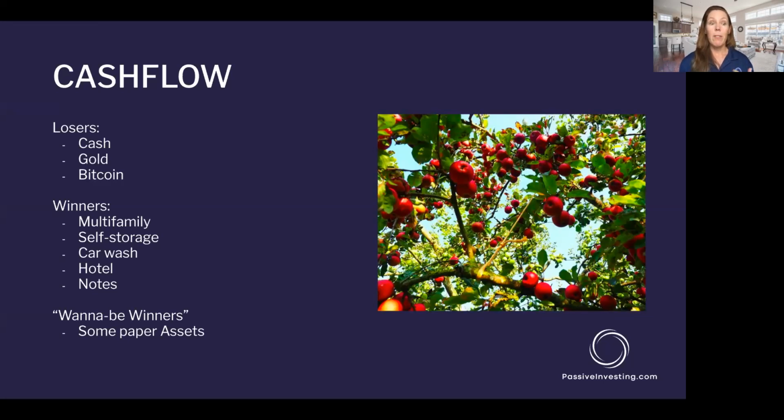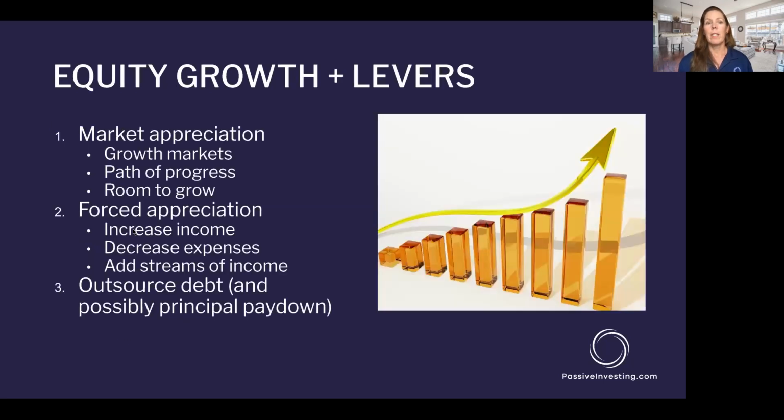The winners are multifamily, self-storage, car washes, hotels, and notes, secured notes backed by real estate. Now, I put in another category here because there were some wannabe winners. Some paper assets actually do cash flow a little bit, like 1, maybe 2, maybe 3%. So some assets do have a little bit of cash flow with them, but again, it's not something that you can entirely control.